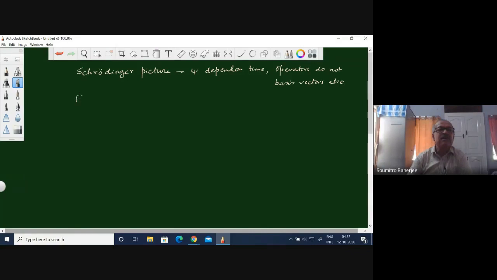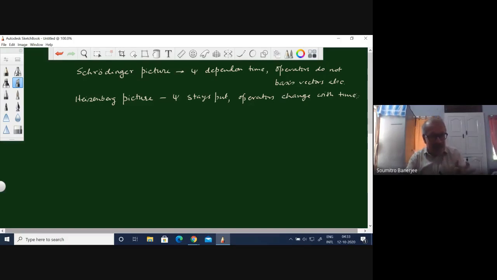While in the Heisenberg picture, psi stays put, it doesn't change, and the operators change with time. So these two are actually equivalent pictures of the dynamics. We call it picture. Different ways of viewing something, but what we are viewing is the same thing, and the results we got are essentially the same.